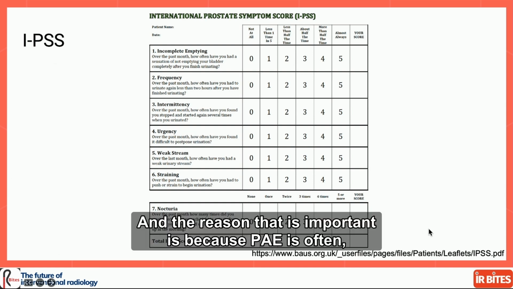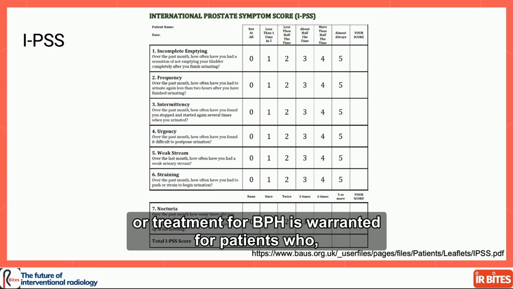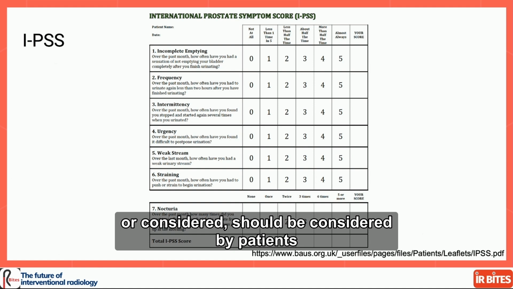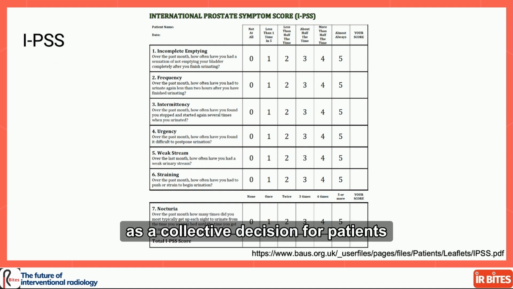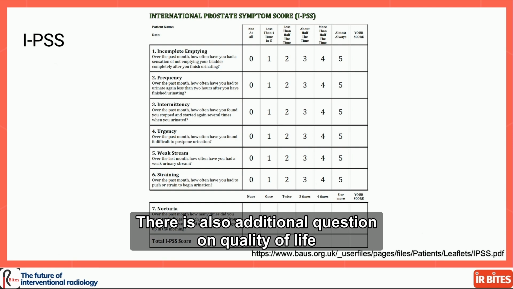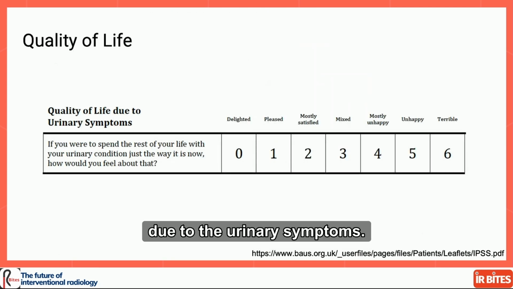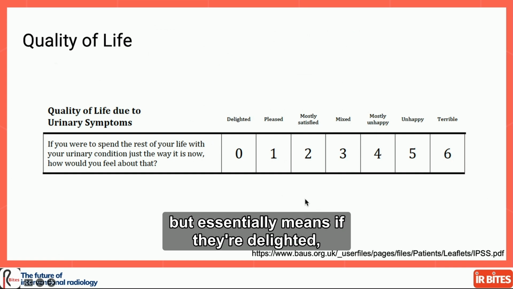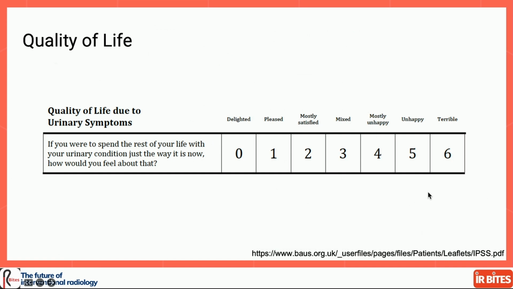And the reason that is important is because treatment for BPH, such as PAE, should be considered, as a collective decision, for patients who have a moderate to severe score. There is also an additional question on quality of life due to the urinary symptoms. I'm not sure how this Likert scale came about, but essentially it goes from delighted down to terrible.